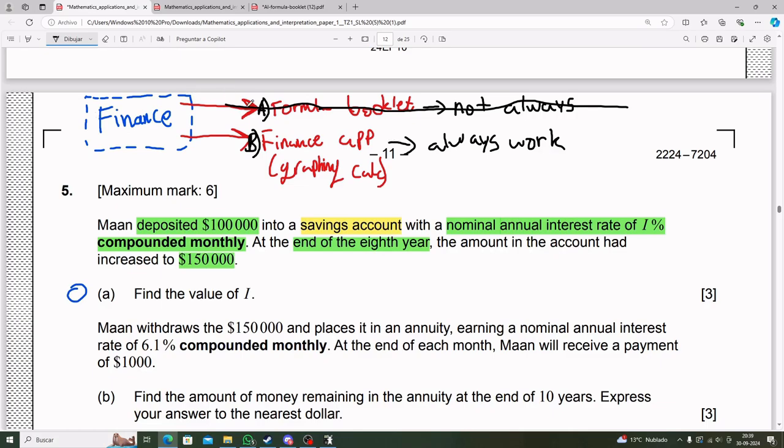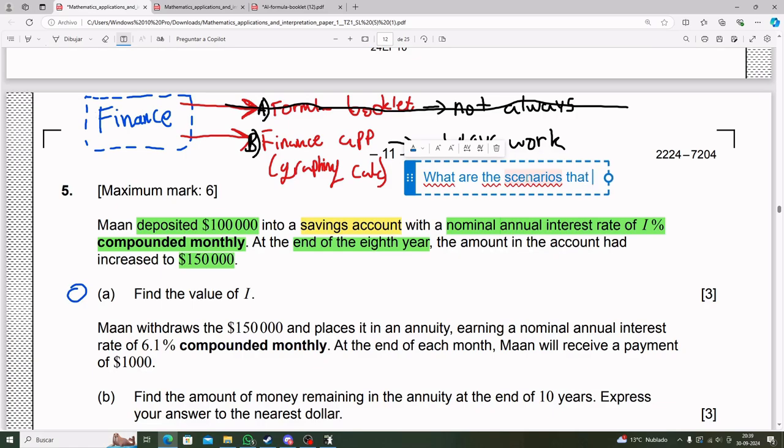And now, there's probably more than one of you thinking right now, okay, if the formula booklet doesn't always work and the finance app always works, then what are the scenarios that make the formula booklet not work? So the scenarios that make the formula booklet not work is whenever you have this thing that we will call PMT.